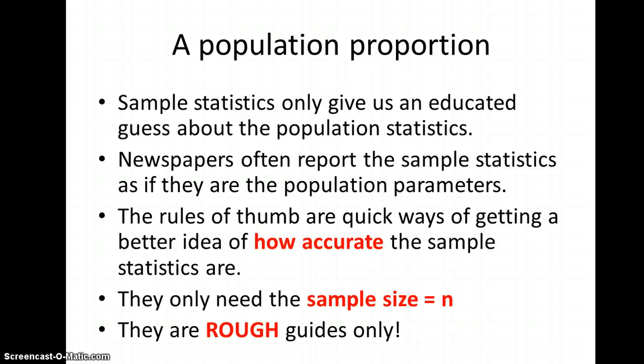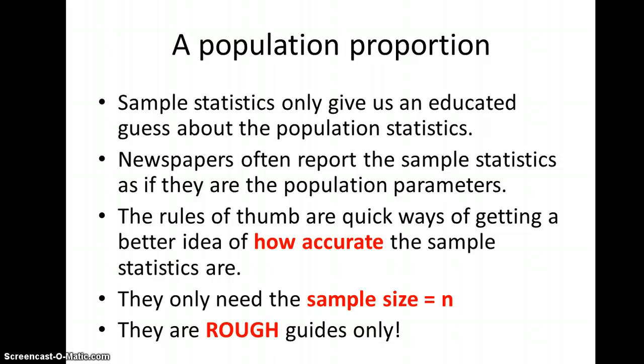The rules of thumb are very quick ways of getting a better idea of how accurate the sample statistics are, but they're only taking into account sampling variability. They're not taking into account non-sampling error. And also they don't take into account population size. So if you had a population of 100 and you took a sample of 100, you've got the entire population, so you'd be 100% accurate. It just ignores that.